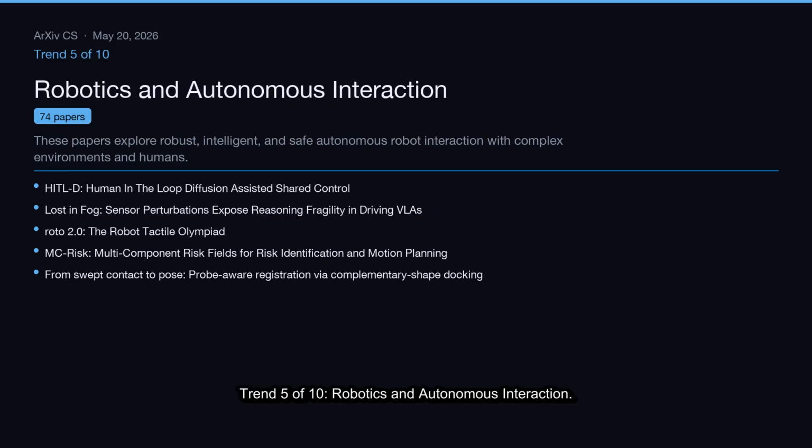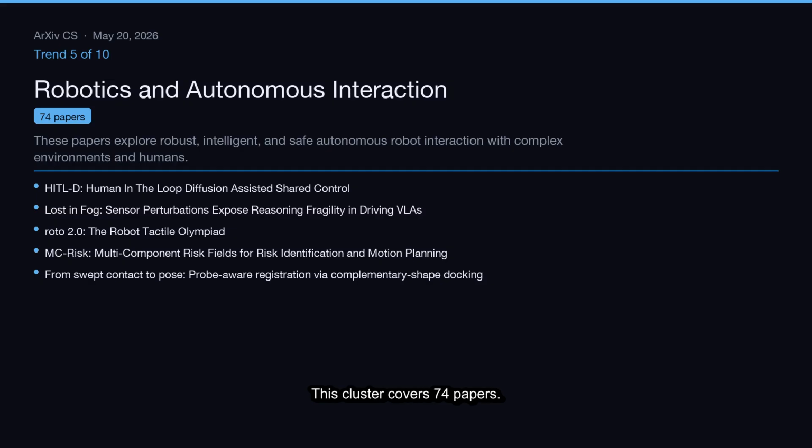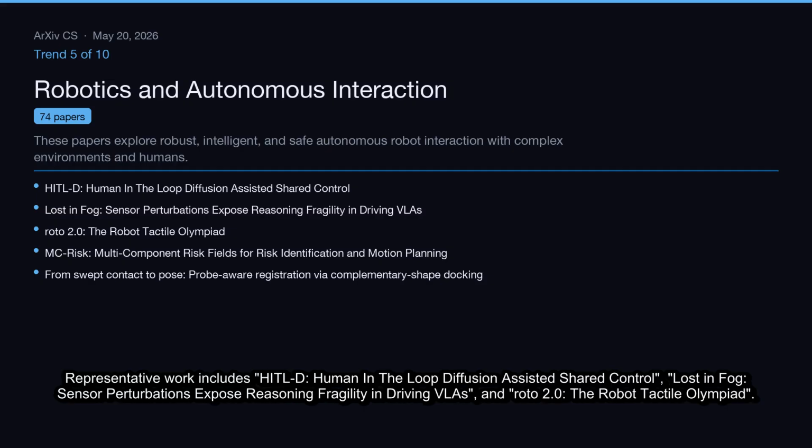Trend 5 of 10, Robotics and Autonomous Interaction. These papers explore robust, intelligent, and safe autonomous robot interaction with complex environments and humans. This cluster covers 74 papers. Representative work includes HITLD, Human-in-the-Loop Diffusion-Assisted Shared Control, Lost in Fog, Sensor Perturbations Expose Reasoning Fragility in Driving VLAs, and Roto 2.0, the Robot Tactile Olympiad.